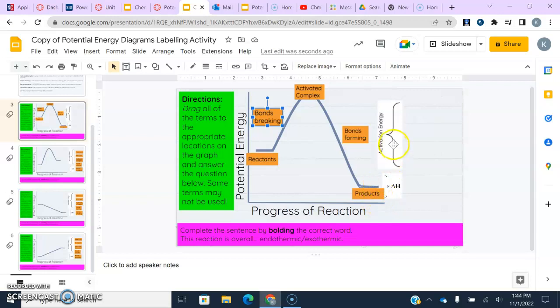Okay? Now remember, our activation energy is the energy from the start of the reaction up to basically the activated complex, so where the reaction really gets going. So that's going to be around here.